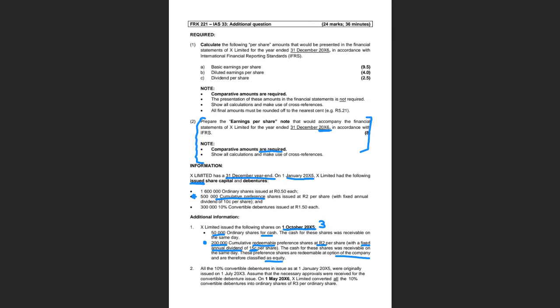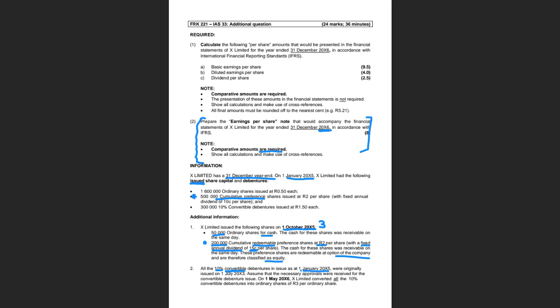So I'm reading point 2 now, at the bottom of the page. It says the 10% convertible debentures. As soon as we see that word convertible, what do we start thinking? We start thinking of dilutive earnings per share. We must take it into account in dilutive earnings per share. Remember, we said whenever there's convertible, whether it's convertible debentures or convertible preference shares, we need to start taking it into account in dilutive earnings per share. So just keep that in mind. It says the 10% convertible debentures in issue on 1 January 2015.